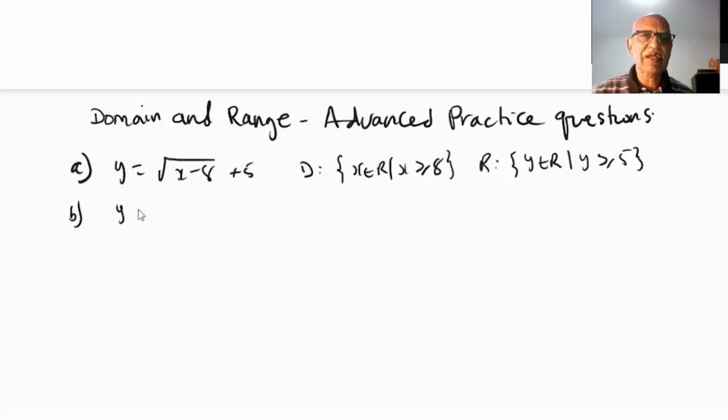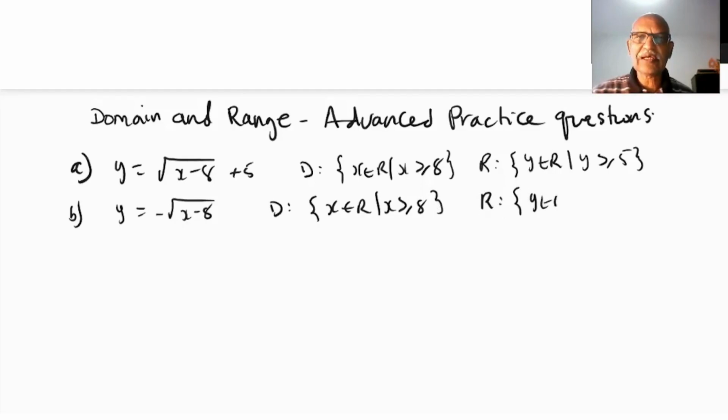Okay, if I have y equals negative square root of x minus 8, the domain will be the same: x belongs to R such that x is greater than or equal to 8, and the range will be y belongs to R. Since this is a negative square root, y will always be negative or 0.